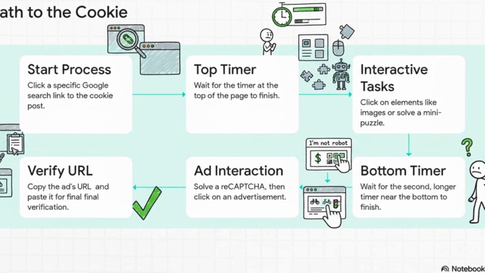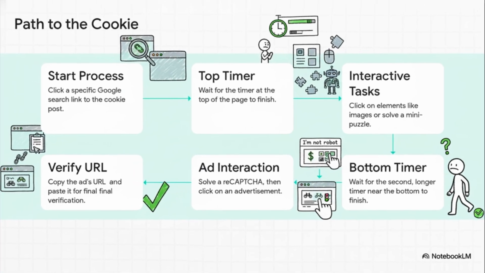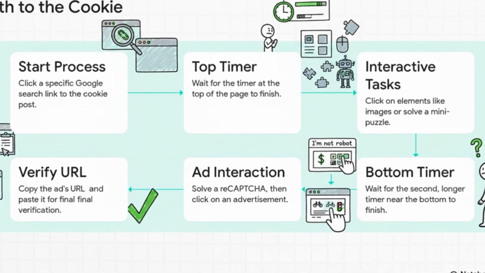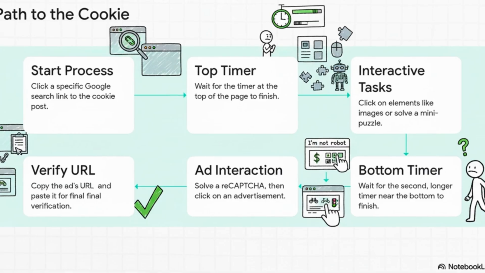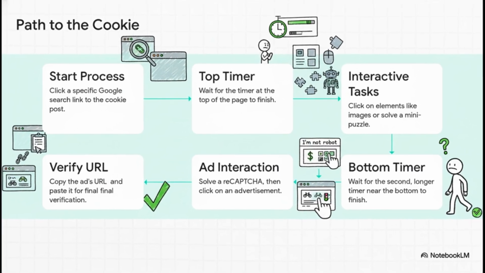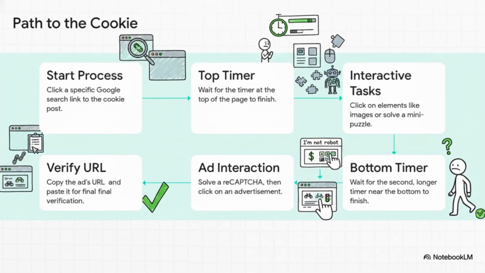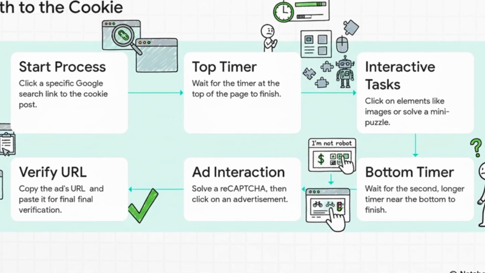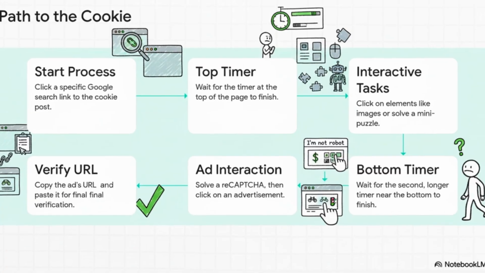Well, it's this incredibly precise, multi-step maze. First, you have to click a specific link from a Google search. Then you're just waiting for a timer at the top of the page. After that, you're clicking images or solving little puzzles. Then you wait for another, even longer timer. Finally, you solve a CAPTCHA, click an ad, copy its URL, and paste it back. It's a lot. And it's all designed to prove one thing, that you are a human.